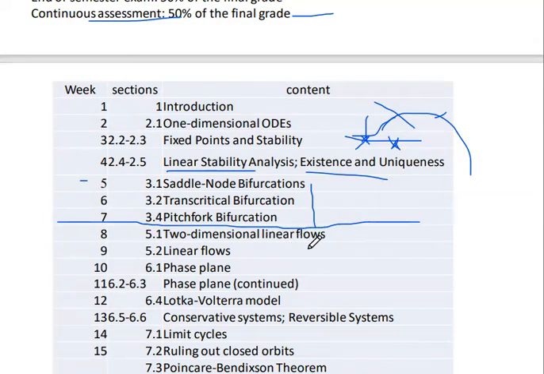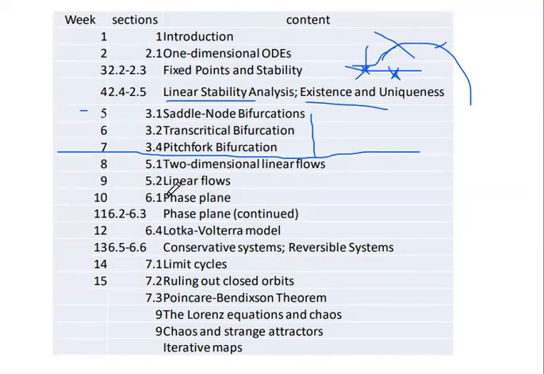Then we start off two-dimensional systems. In your second year, you learned two-dimensional linear flows. You have covered this part, but here we will cover it again to brush up our knowledge. If you have two-dimensional linear systems, how do you locate fixed points, and how do you classify these fixed points?